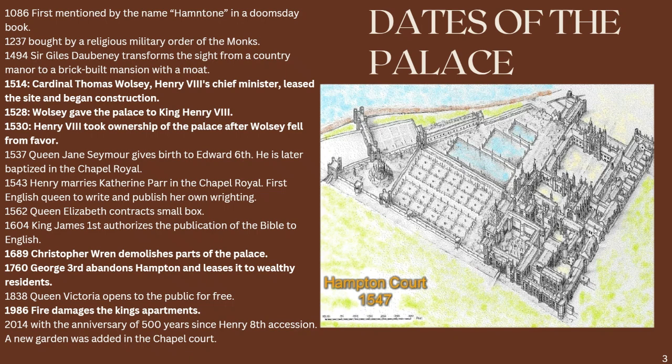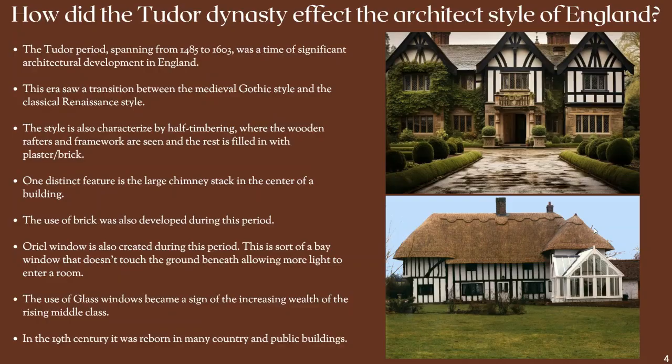1689, Christopher Wren demolishes parts of the palace. This is due to complete destruction, and I'll talk about it later in a slide. 1760, George III abandons Hampton and leases it to wealthy residents. In 1968, a fire breaks out and damages the king's apartments.